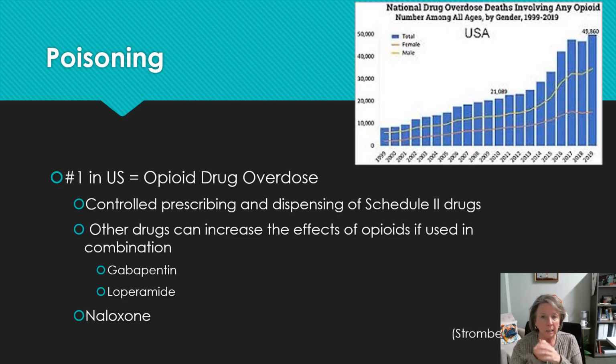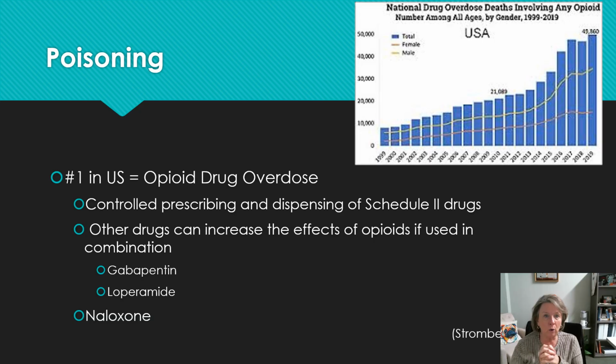Naloxone is Narcan. That is our drug that we can give to reverse opioid overdose. So you push Narcan very quickly, and that is what we want to do if someone has overdosed. If you find someone, give it to them quickly.